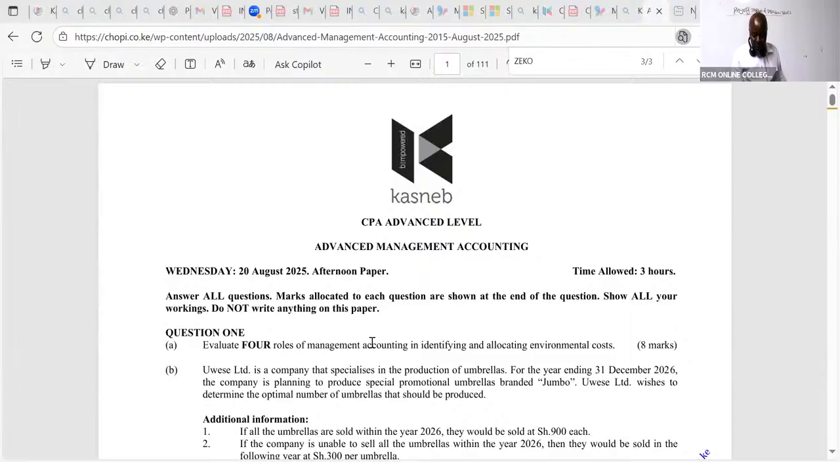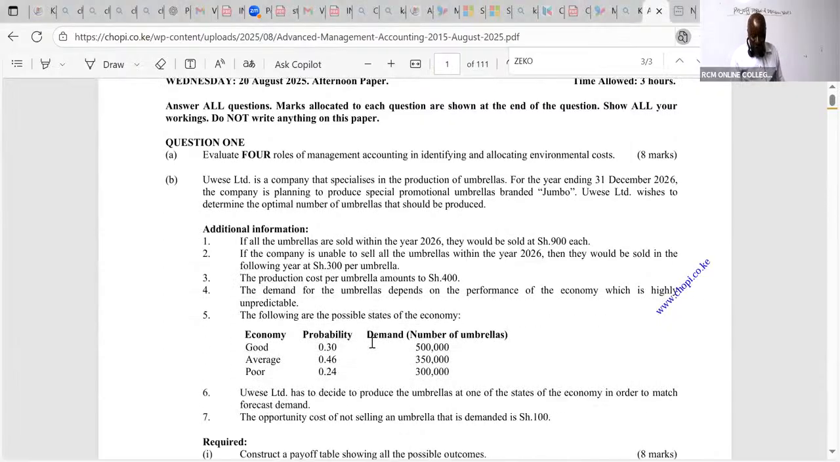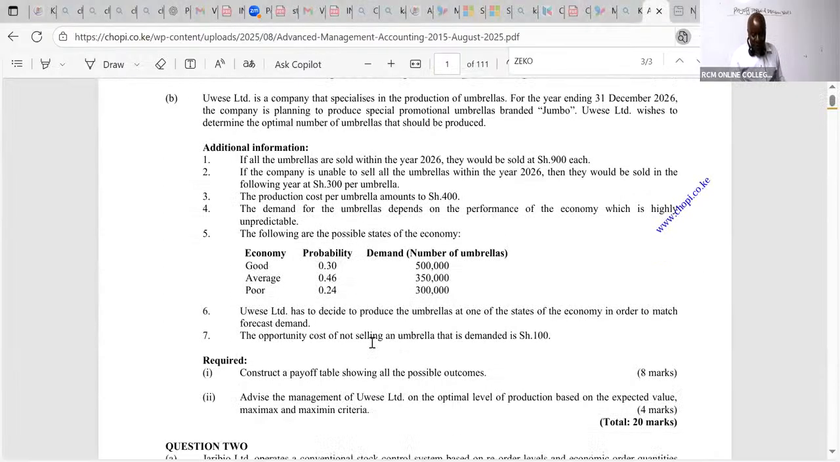LM is at 8 p.m.; it's far away. So you start by reading the requirement: construct a payoff table showing all the possible outcomes. Advise the management of HL Limited on the optimal level of production based on the expected values. This was a very easy question, but over 80% of the students never got this right.